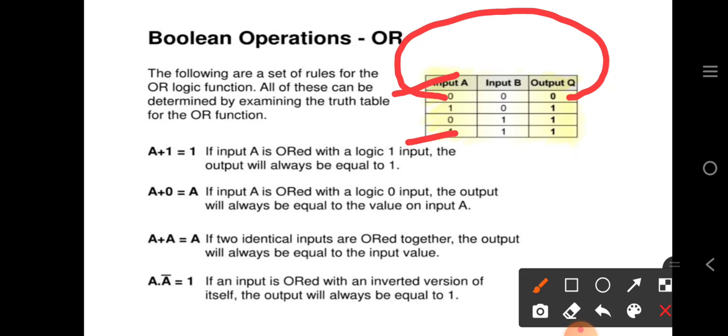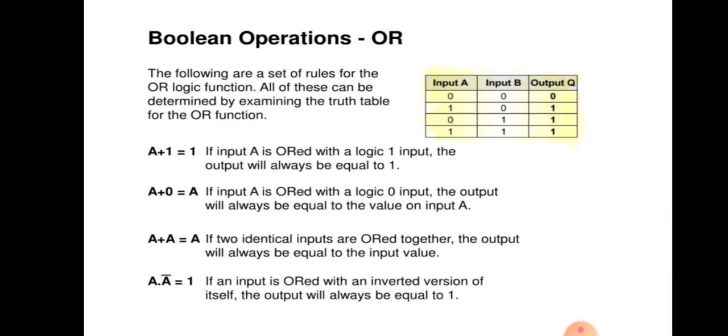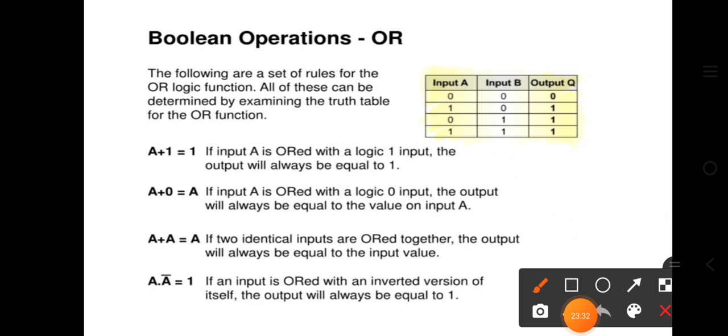Okay, in the fourth condition also both the inputs are the same and they are ORed together, then what will be the output? It will be the same as the two inputs. So this is the third condition. Now A dot A bar: if an input is ORed with an inverted version of itself, the output will always be equal to 1. So this means we have to see the second and third conditions, where both the inputs are opposite to each other.